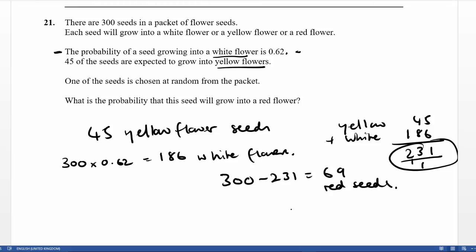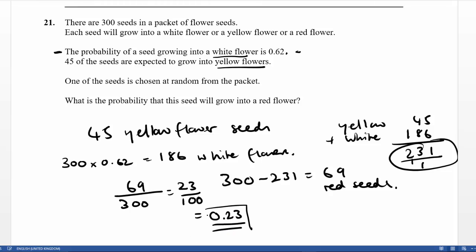Now the question is asking, what is the probability the seed will grow into a red flower? All we're going to do is just do 69, which is our red flowers, out of the total number of flower seeds that we have, which is going to be 300. So now our answer is going to be 23 over 100, which works out to 0.23. This is our probability that if we pick a seed at random, it's going to turn into a red flower.